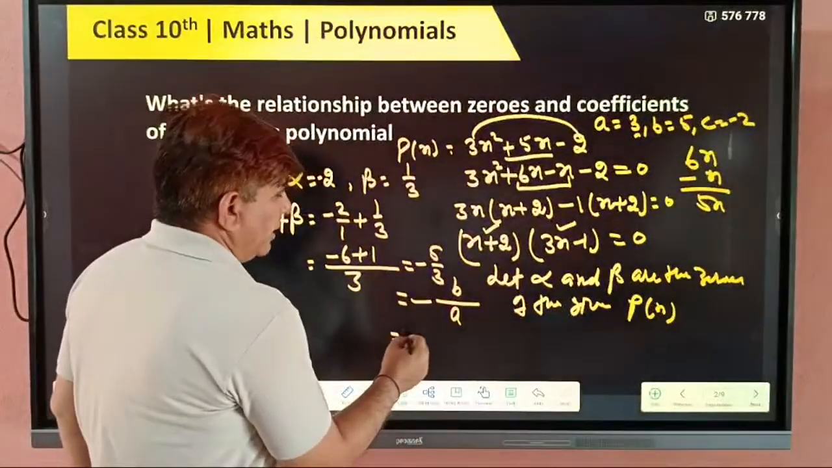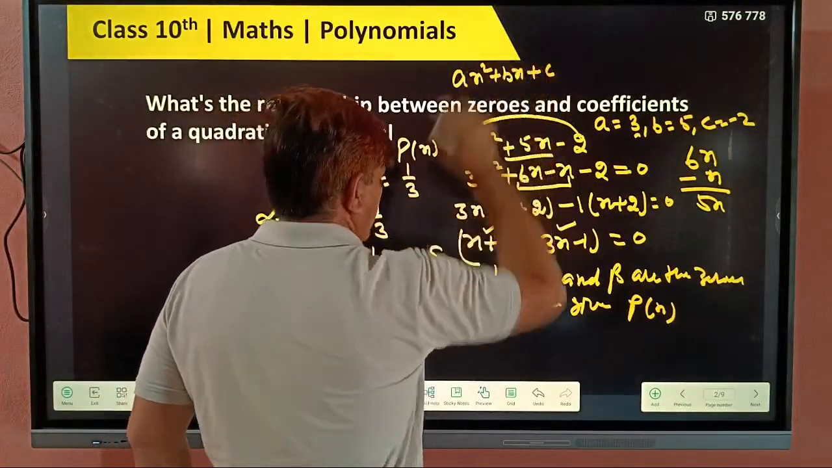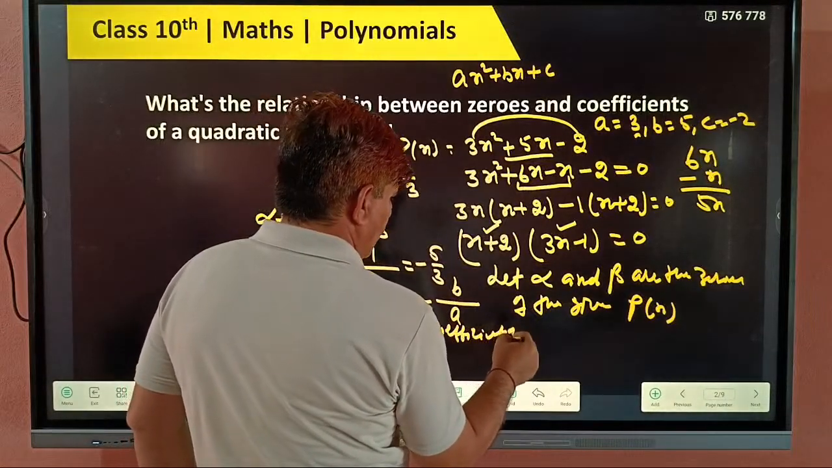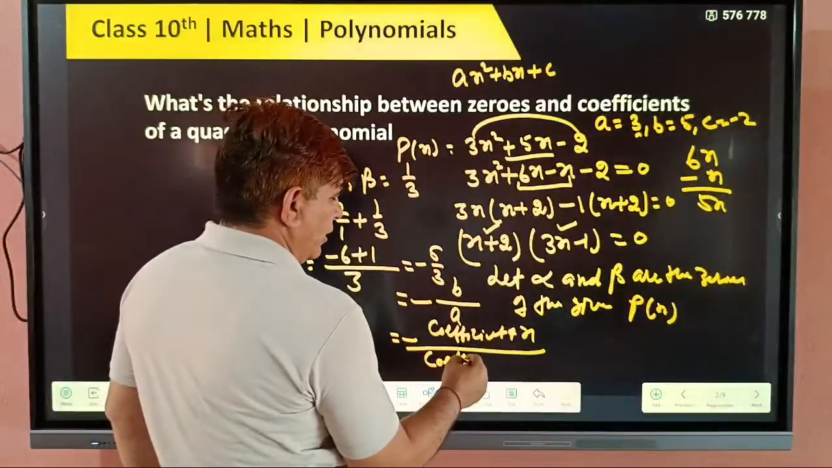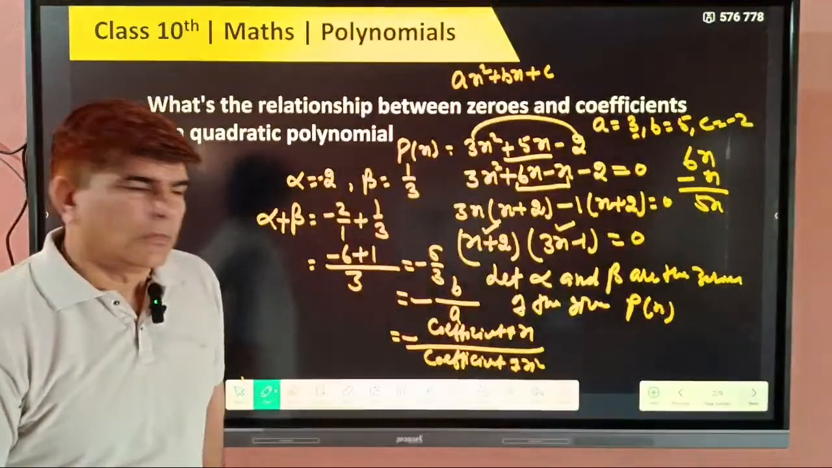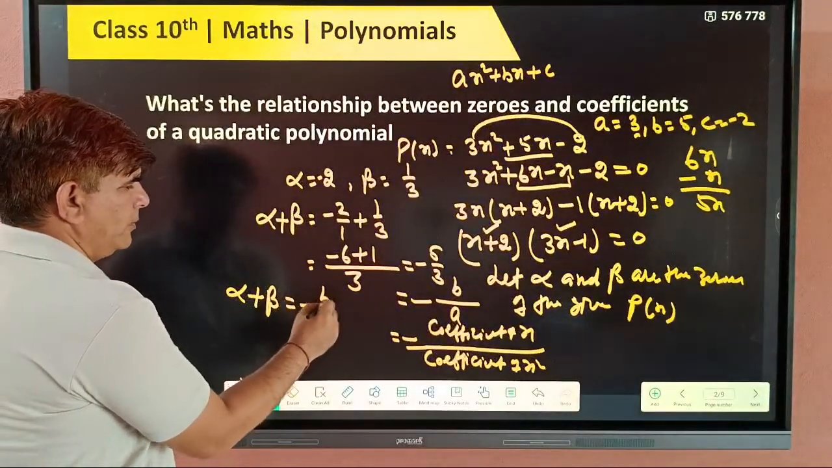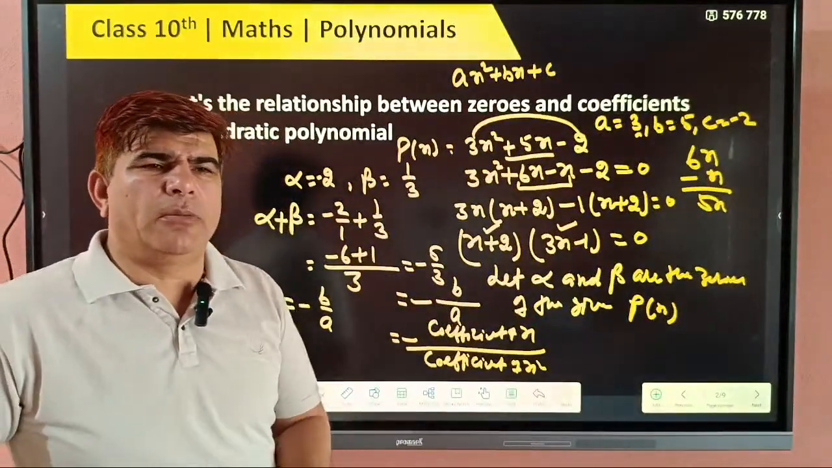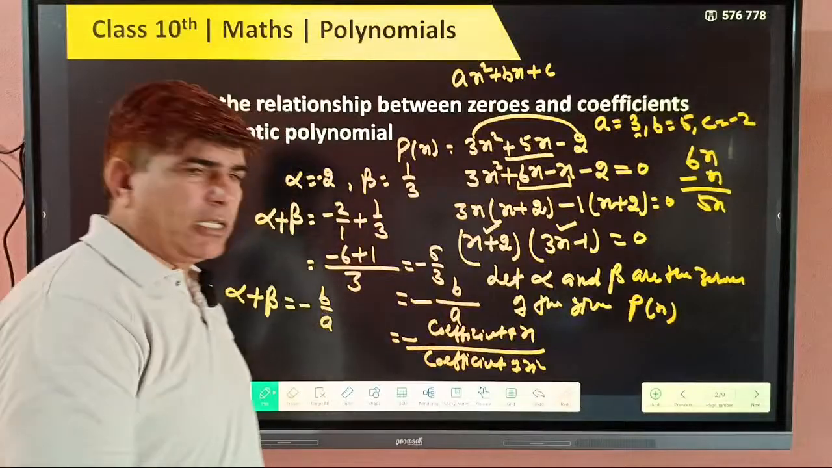And what's your b here? If we have this polynomial, b is the coefficient of x. And what's a? The coefficient of x square. So what's the relationship? The sum of the zeros is always equal to minus b by a, or you can say minus the coefficient of x divided by the coefficient of x square. I think you understand.